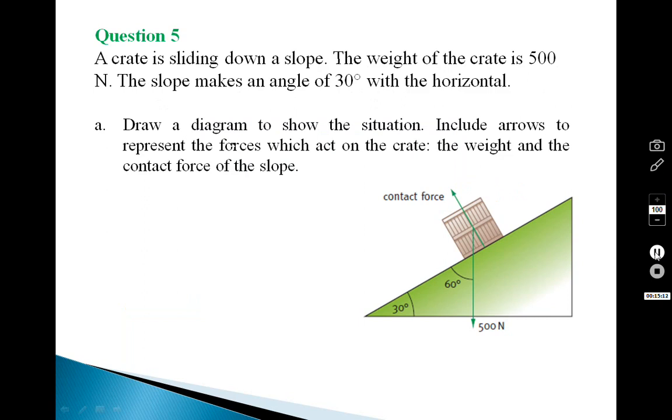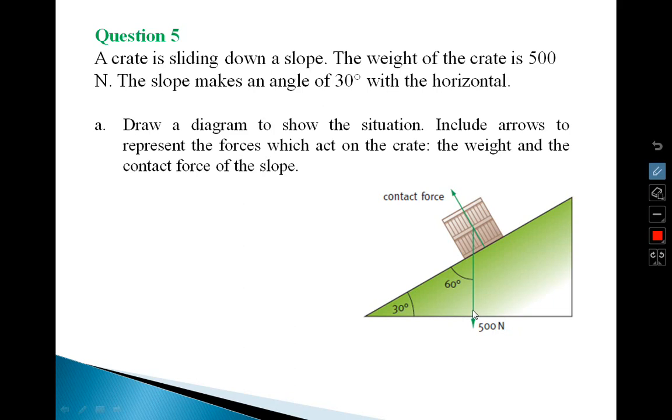Question number 5. On page 58, we have a crate sliding down a slope. The weight of the crate is equal to 500 Newton. The slope makes an angle of 30 degrees with the horizontal, as we can see here in this figure. So we have a box here on a slope at 30 degrees with the ground, or the horizontal line.